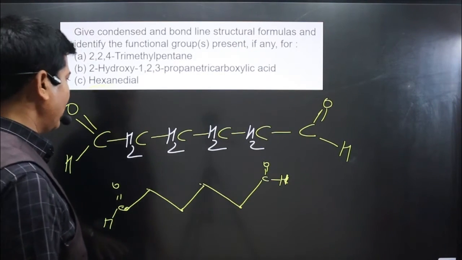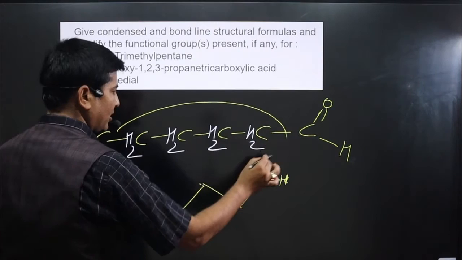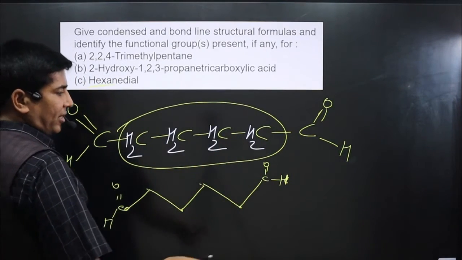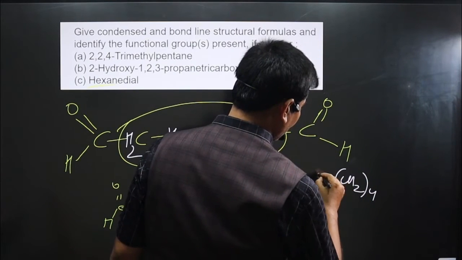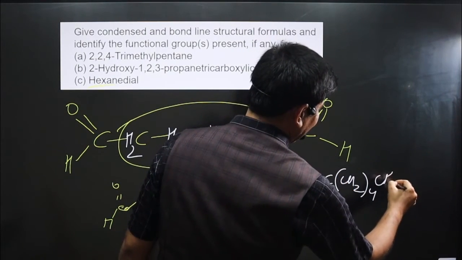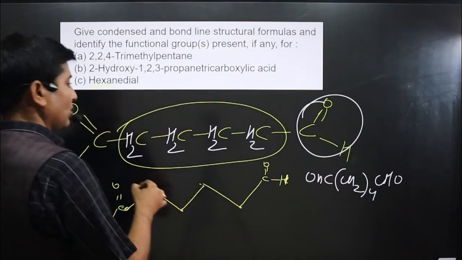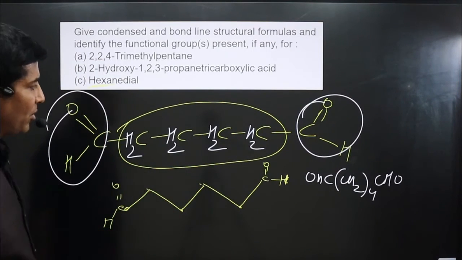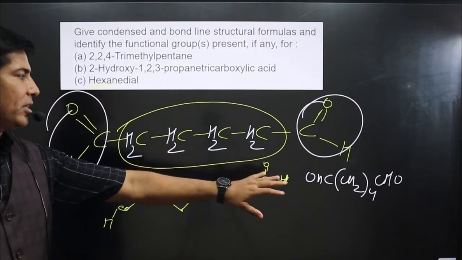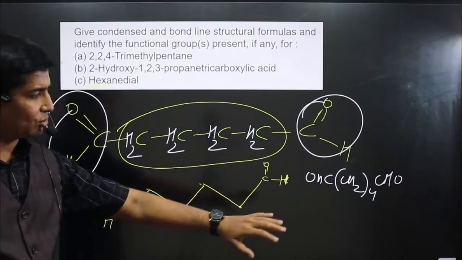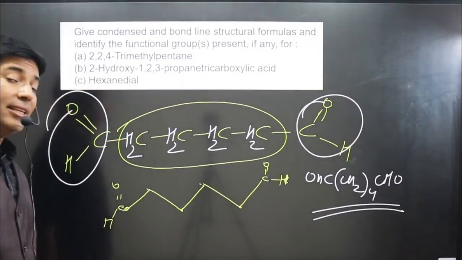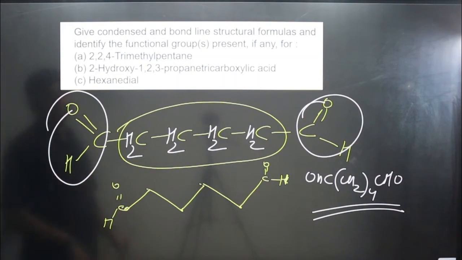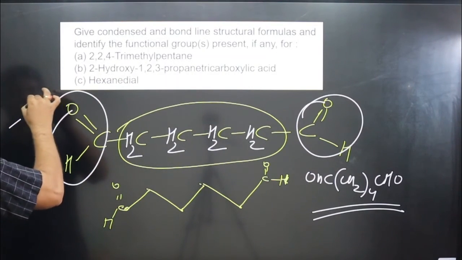Now if we go for the condensed formula, how many CH2 are there? The total number is 4, so we mention CH2 whole 4. The left side has a CHO group and the right side also has a CHO group. So this side CHO, that side also CHO, and this is the condensed formula. In this case, what are the functional groups? We have the aldehyde group present.